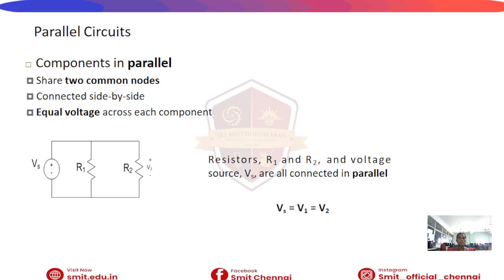Then parallel circuits. A parallel circuit is a circuit where components are connected side by side. So they share two common nodes. That means the voltage across each component is the same. In this example of a parallel circuit, resistors R1 and R2 are connected in parallel with the voltage source Vs. So the voltage across each resistor is equal to the source voltage. That is, Vs equal to V1 equal to V2.